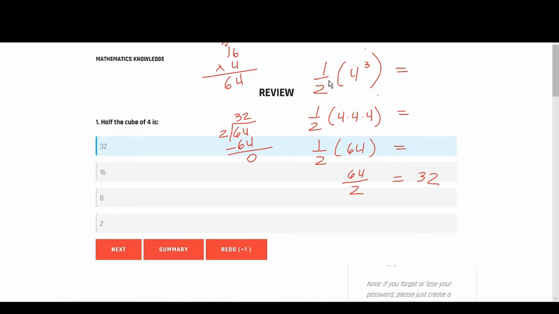Therefore, we know half of the cube of 4, which is the same as half times 4 times 4 times 4, is 32. Okay?